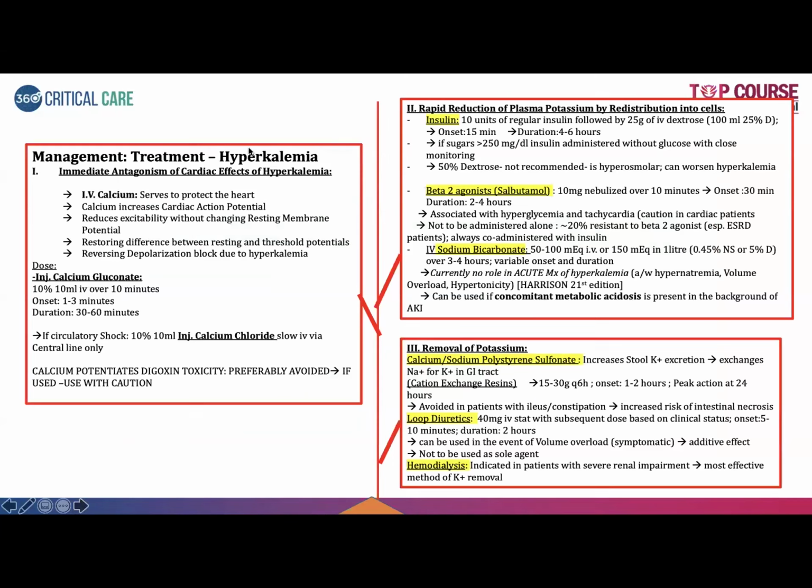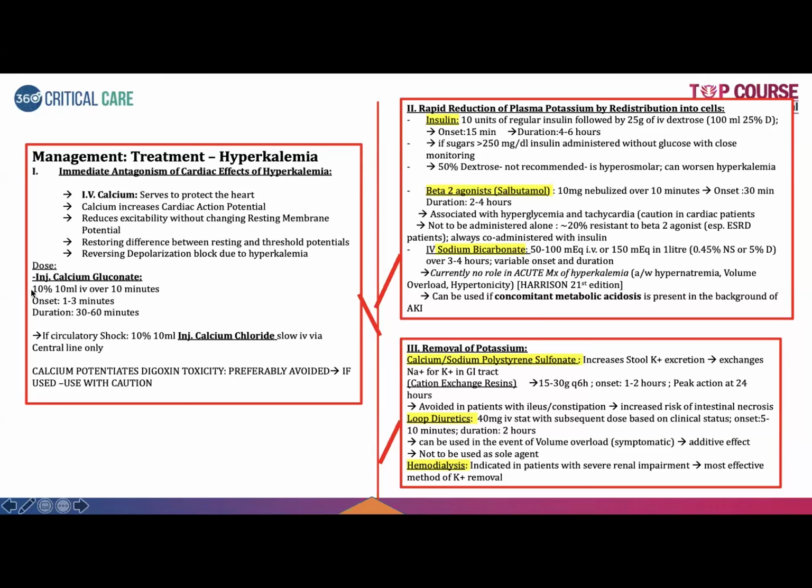Then management of hyperkalemia. So immediate management to prevent cardiac effects is IV calcium, because it stabilizes the cardiac membrane. Okay, it increases the cardiac action potential, reduces the excitability without changing the resting membrane potential. Okay, and it reverses the depolarization block due to hyperkalemia. So these are the mechanisms by which IV calcium acts.